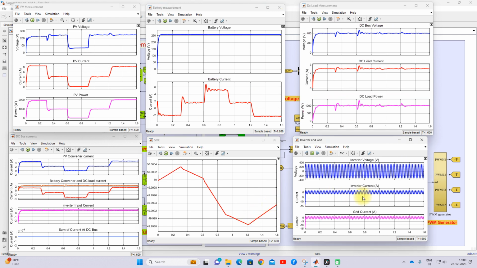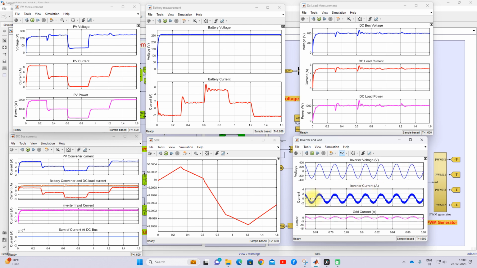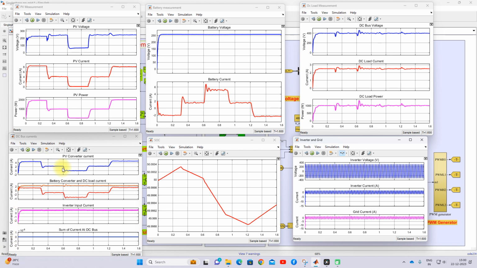Okay, and here you will see the inverter current and the grid current. When I expand this one, you will see that we are sending 2 amps peak current according to the generation. Also, this is the PV converter current, the battery converter current, and the DC load current. This is the inverter current, and the sum of all currents is equal to 0, that means the system is in balance condition. The sum of input and output current is 0, so the system is in balance.